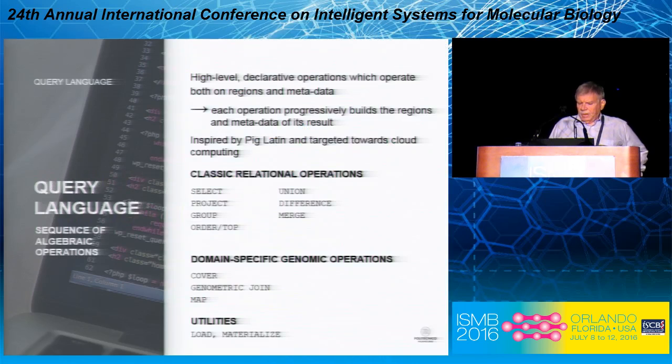And the query language. The query language is a high-level language, so the idea is to raise the level of abstraction compared to the current languages which are available in the bioinformatics community. It is inspired by a language which is called Pig Latin, which was presented in the world of Hadoop. And it includes several high-level operations, some of which are classical in the relational terminology, such as selection, projection, grouping, ordering, union, difference, and merge. Some of them have been specifically invented for the domain of genomics.